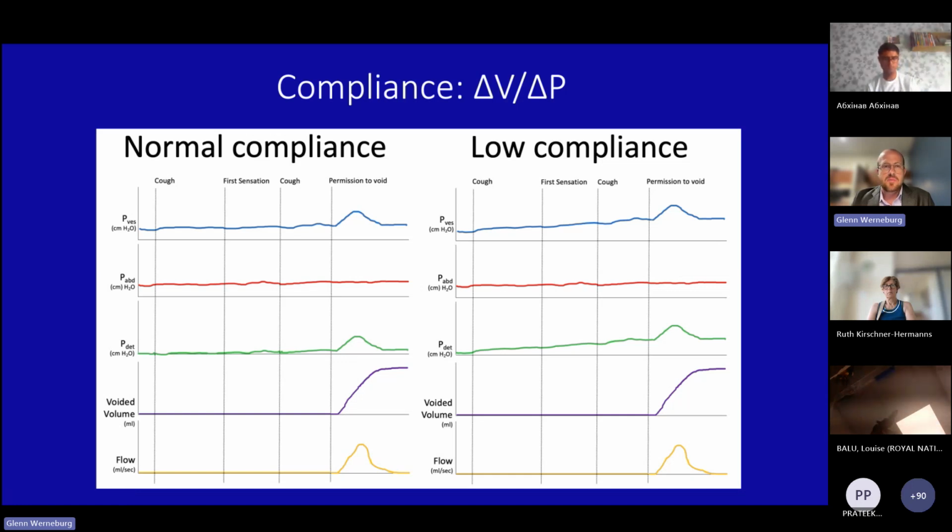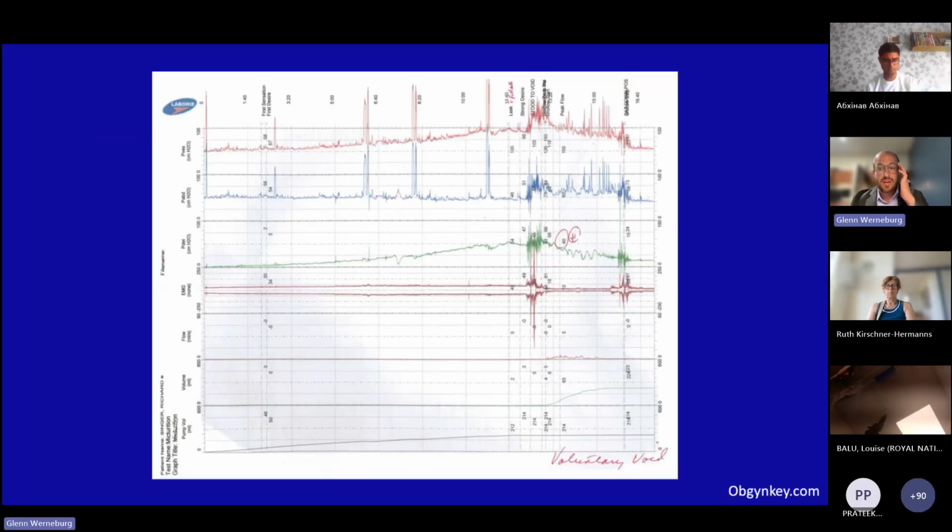So again, just pure pattern recognition here. The tracing on the left, normal compliance. The tracing on the right, low compliance or poor compliance. Here's a real multi-channel cystometrogram that demonstrates poor compliance. You can see sort of at the peak of the green tracing, that's where the permission to void is granted.